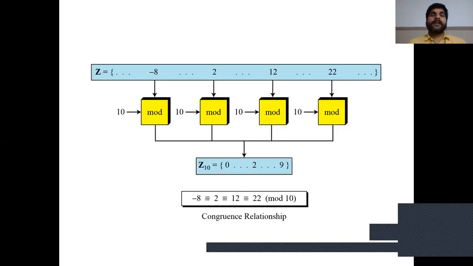Suppose Z is a given integer and we apply mod 10. After applying the modular division, we find Z10 equals 0 to 9. So minus 8 is congruent to 2, the congruence operator, equivalent to 12, and the congruence relation 22 mod 10. That is the congruence relationship between these numbers.